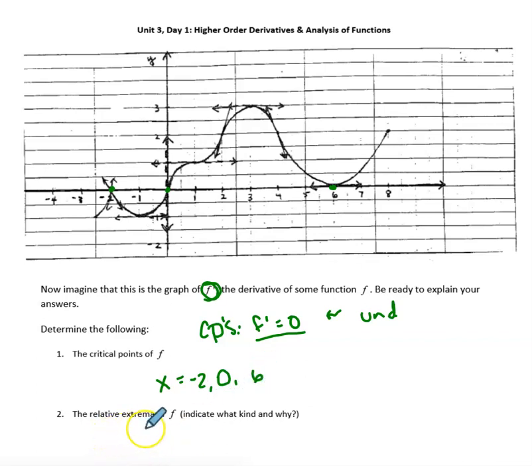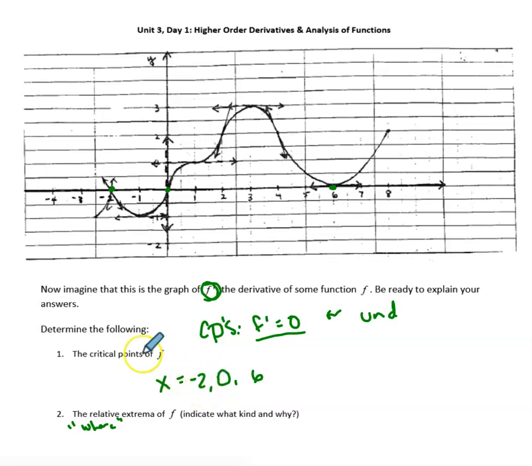Then they're asking what are the relative extrema of f and indicate what kind and why. Well, actually, we're not going to be able to find out the y values of the relative extrema because we don't have the graph of f, but we can find where they are. So let's just change this to say the where. So that means I'm going to give x values. So I have to look at each of my 3 candidates for relative extrema, which are the places where the derivative of f is equal to 0.